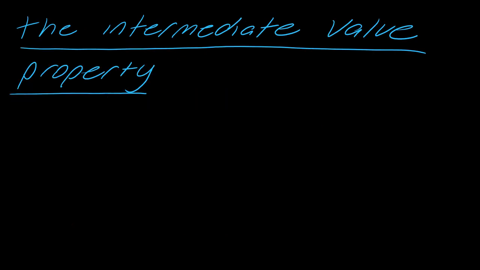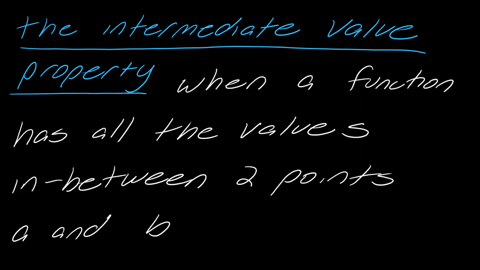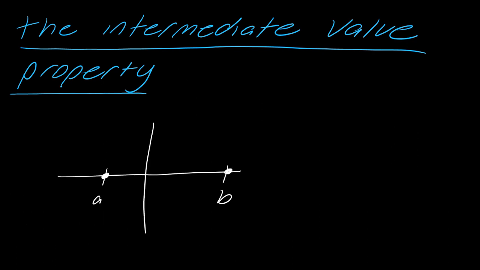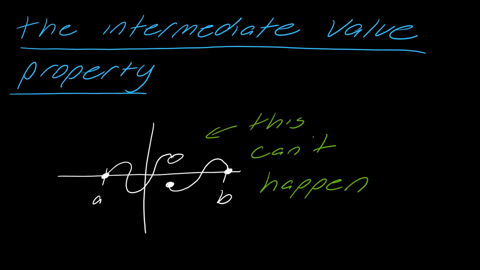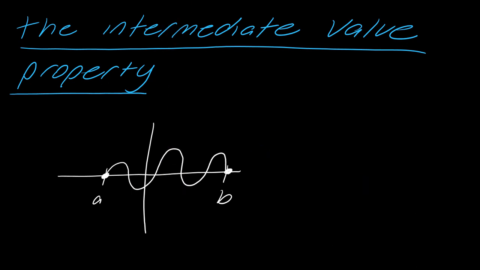So let's talk about the intermediate value property. This is when a function has all of the values in between 2 points A and B. So what does that mean? Here's a graph with these 2 points marked, A and B. What the intermediate value property says is that all the values are filled in. Put another way, what can't happen is something like this. This would be a function that does not have the intermediate value property. So it's got to be all filled in. It doesn't have to look like this, it can look like whatever, but you get the idea.